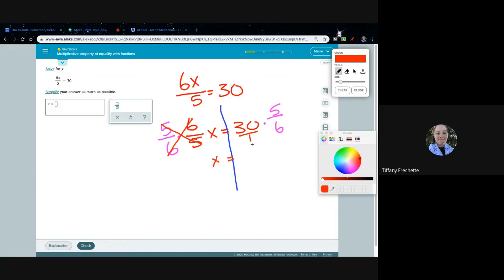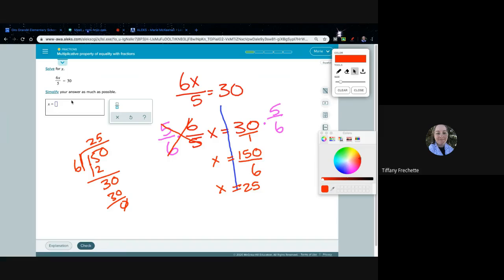So we have a 1 on the bottom. 30 times 5, let's see, we get 0 and 15, so we get 150. Over 1 times 6 is 6. So now we just need to go 150 divided by 6. So we can go in twice for 12. Bring down our 0 and our 3. And then 6 can go into 30 5 times with nothing left over. All right, so we know x equals 25.